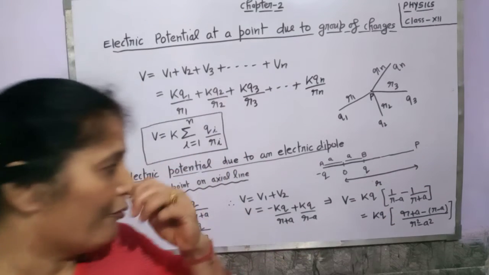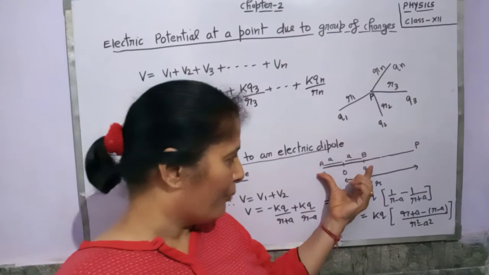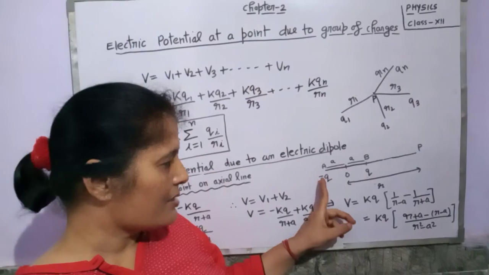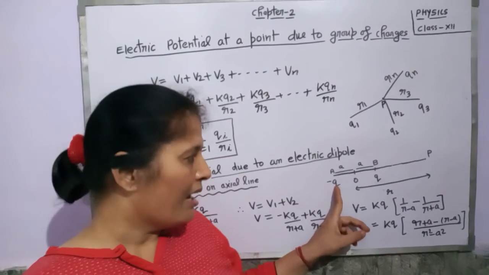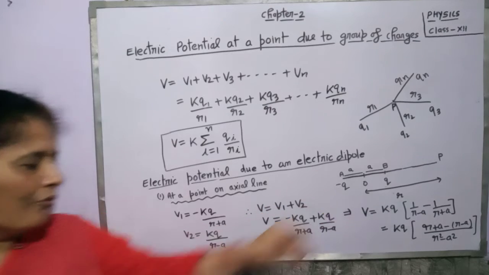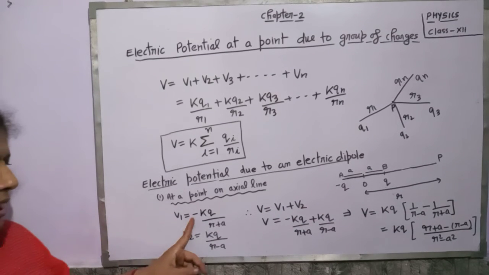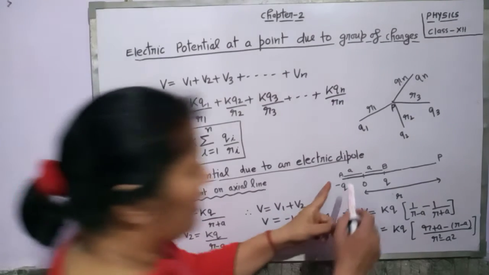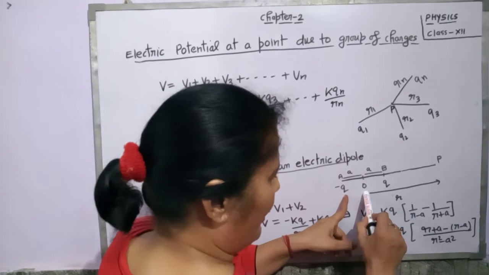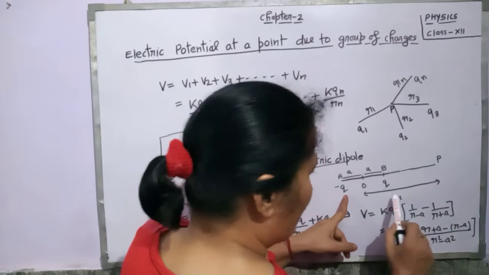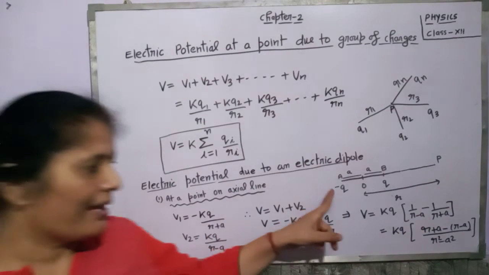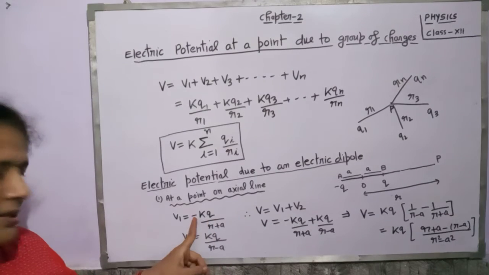Now we have to determine the net electric potential at this point. Suppose the electric potential due to the minus Q charge is V1 and due to the plus Q charge is V2. Then what will be the value of V1? V1 is equal to minus kQ upon the distance AP. This one is r, this one is a, so the total distance becomes r plus a. Since the charge is negative, we have taken the minus sign.